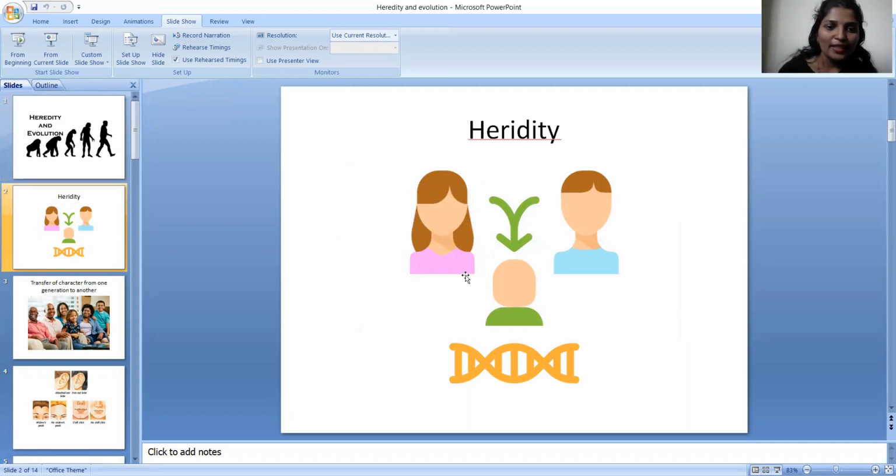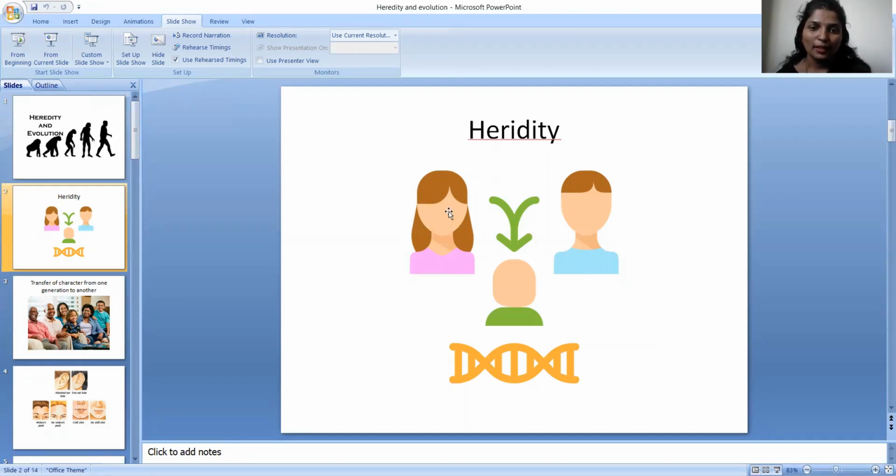So what is heredity? The process by which the features of an organism are passed on from one generation to another is called heredity. The process by which the features of an organism are passed from one generation to another is called heredity.